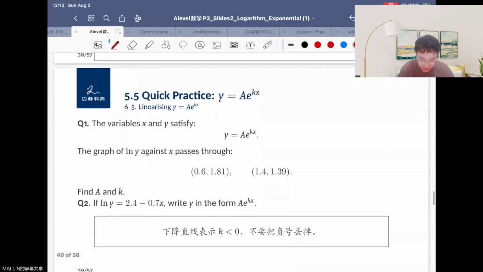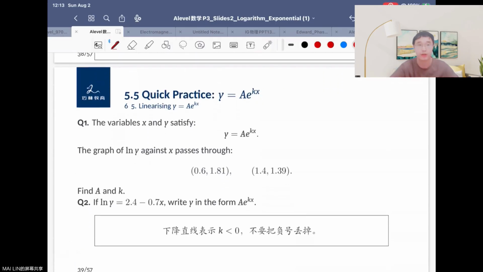Okay, so here's a quick practice for you. If you want to try yourself, you can pause the video and do it yourself. But if you want to follow with me, you can keep on going. So let's move to the first problem.